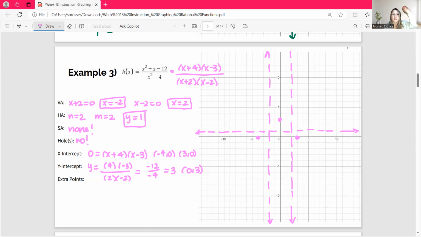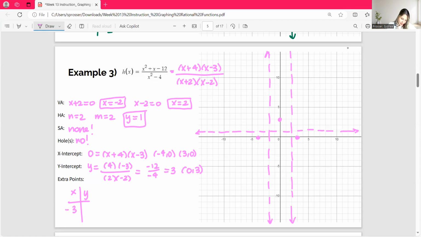I need 2 points in each region of the vertical asymptotes. So what should we pick? To the left of this vertical asymptote, I have one. I know I've got a point at -4. Let's do another one at -3, right?